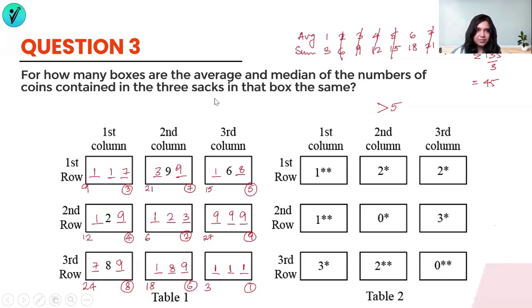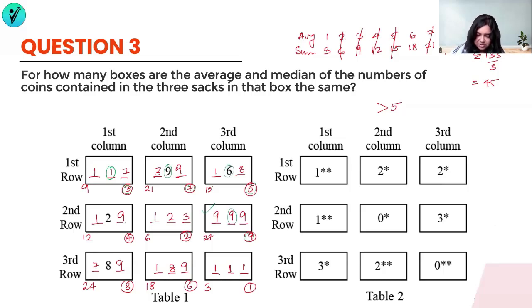The next question, for how many boxes are the average and the median of the numbers of coins contained in the 3 sacks in that box the same? So don't get confused with the language over here. All they've asked you is for how many boxes the average and the median are the same. Let's see for each and every box. So for the first one here, do I have the same average? The median is 1 and the average is 3, so no. Here the median is 9 and average is 7, no. 6 and 5, no, not the same.